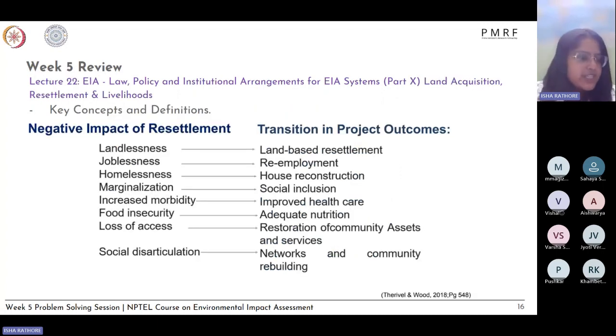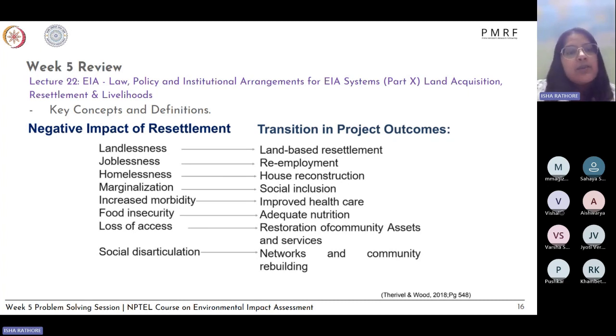Okay, moving on to Lecture 22, which was the second lecture in this week. So this looked up at law, policy, and institutional arrangements for EIA systems. This is part 10 of the same topic which we have discussed over different lectures. And this looked up at these law, policy, and institutional arrangements regarding land acquisition, resettlement, and livelihoods. So first, we looked up at key concepts and definitions regarding the terminology which is going to come. We will discuss them further.